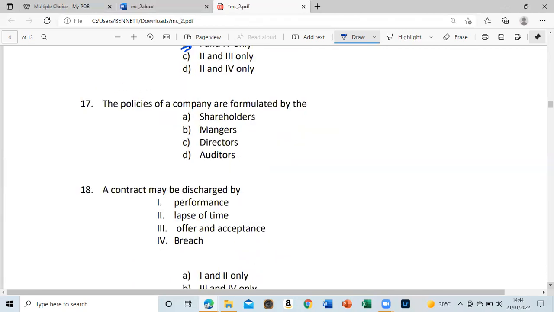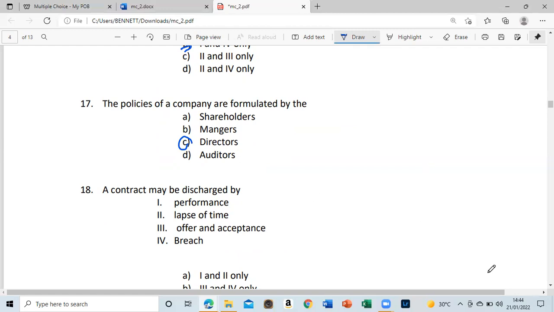Number 17, the policies of a company are formulated by A, the shareholders, managers, directors, or the auditors. And that would be the directors. Let's move on to number 18.